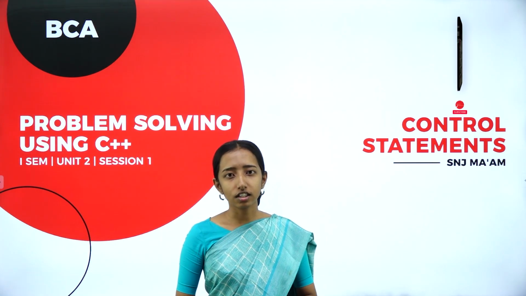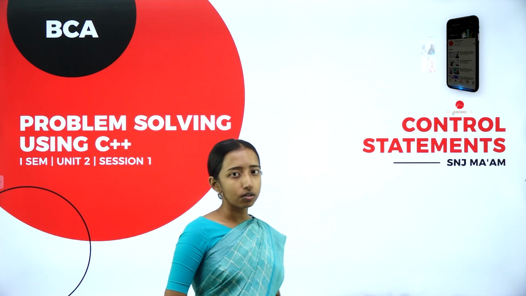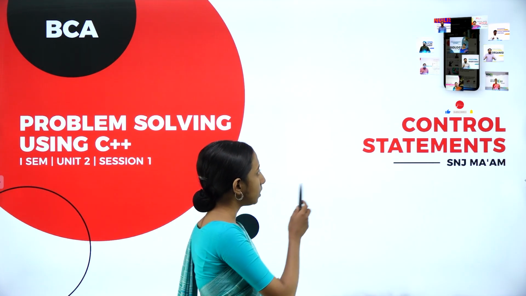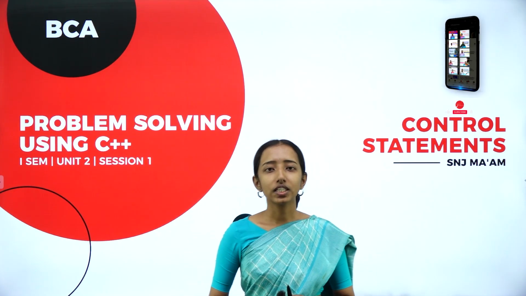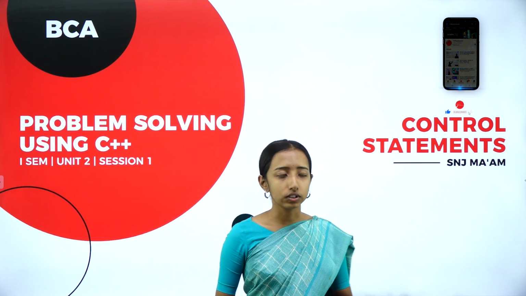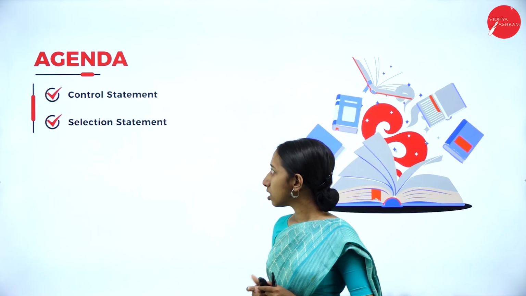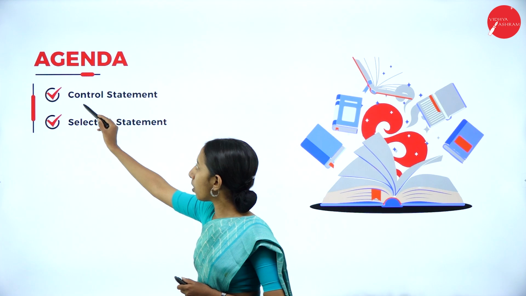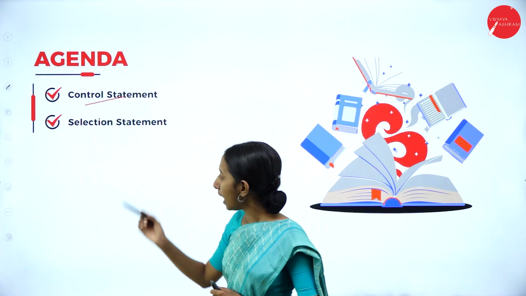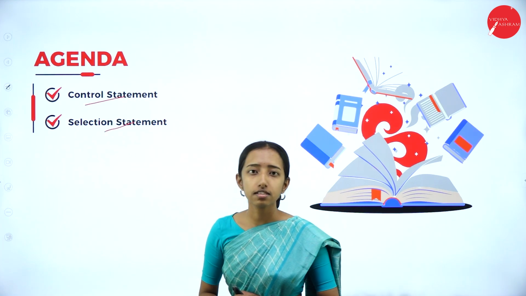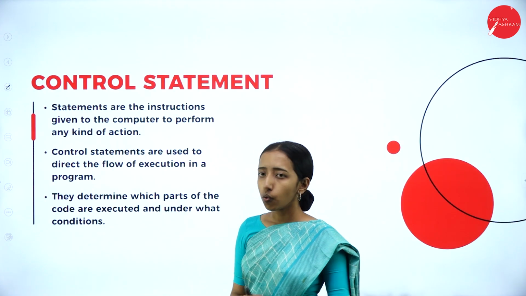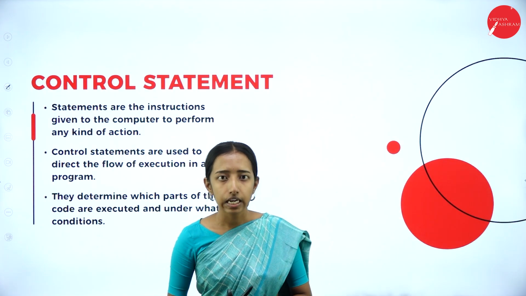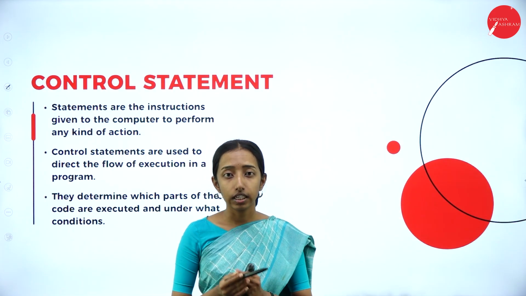So now we are in unit 2, and the chapter we are going to learn about is the control statement. Today we will be learning about what a control statement is, and in that, what the selection statement is. So what do you mean by control statement? First, what is a statement in coding?